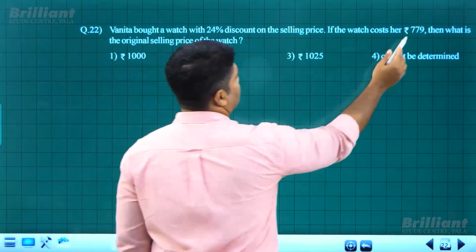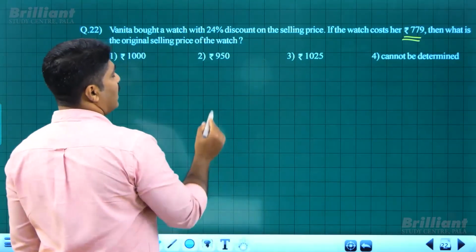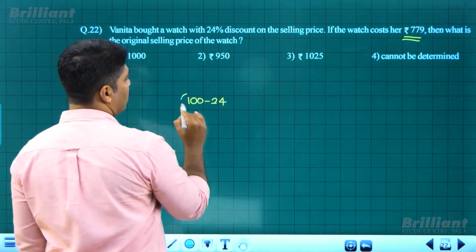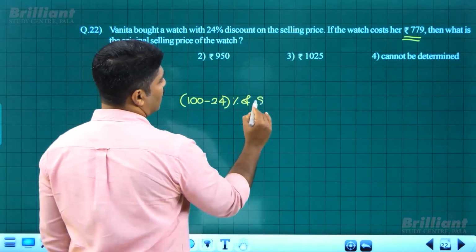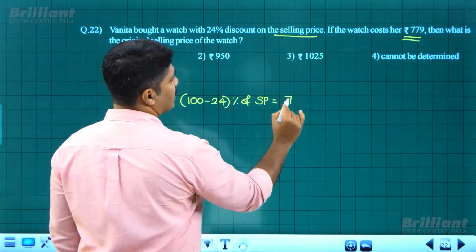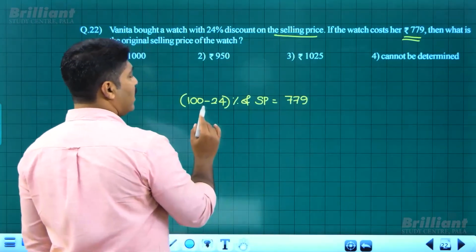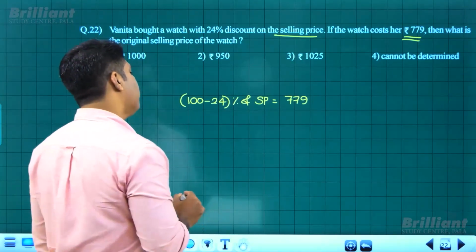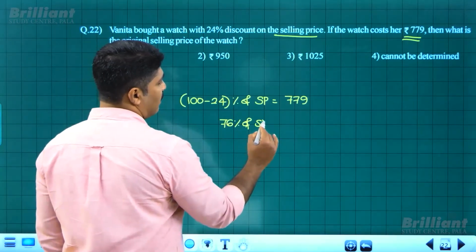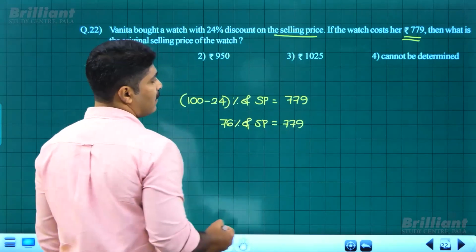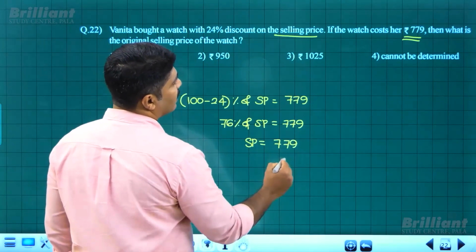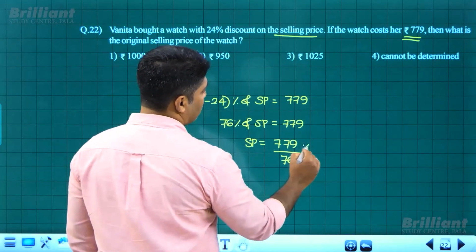Therefore, here we can consider this 779. That is 100 minus 24% of the selling price, because this discount is offered on the selling price. So what is 100 minus 24? 100 minus 24 is equal to 76. So 76% of the selling price is equal to 779. Then we can find out the selling price. That is 779 divided by 76 into 100.